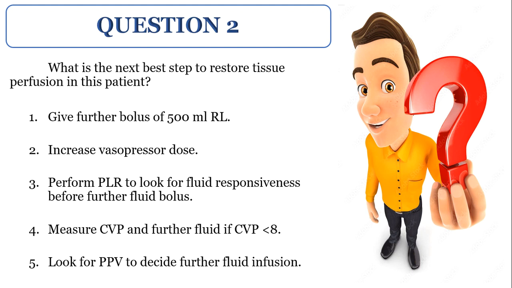Give a further bolus of 500 ml of Ringer's lactate. Increase vasopressor dose. Perform passive leg raising for fluid responsiveness before further fluid bolus. Measure CVP and give further fluid if the CVP is less than 8. And look for pulse pressure variation to decide further fluid infusion. Who is in favor of going for 500 ml of Ringer's lactate? If you don't want to give Ringer's lactate, give saline. Who is in favor of 500 ml of saline? Or Plasma-Lyte or Sterofundin or whatever you want.